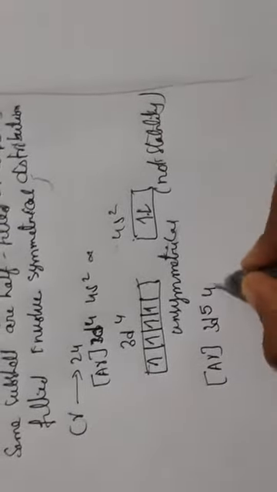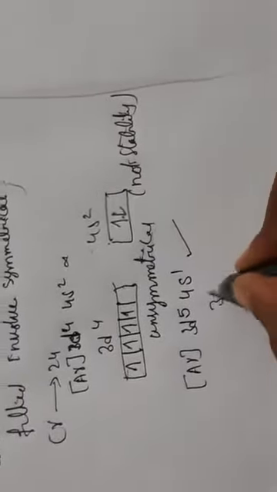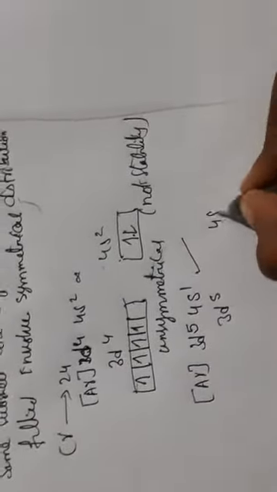So this configuration is wrong. What is the actual configuration here? Argon 3d5 4s1. This is the actual, right configuration.